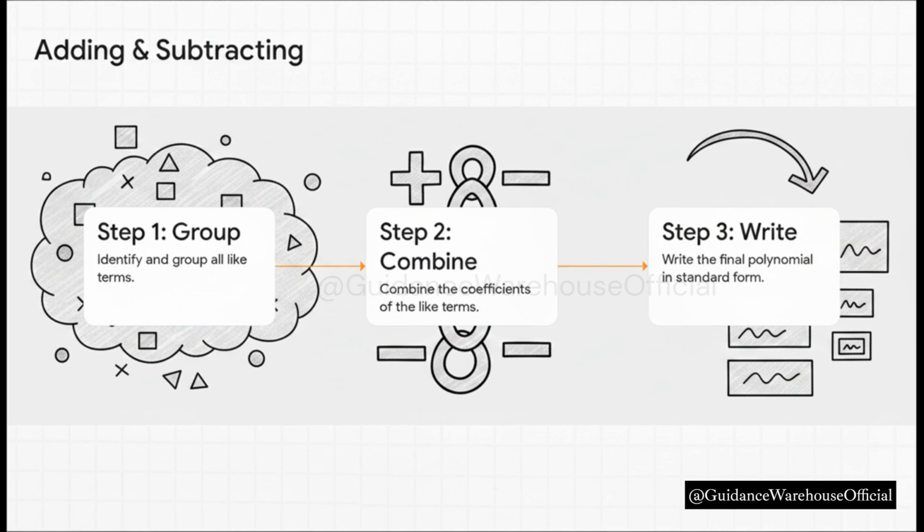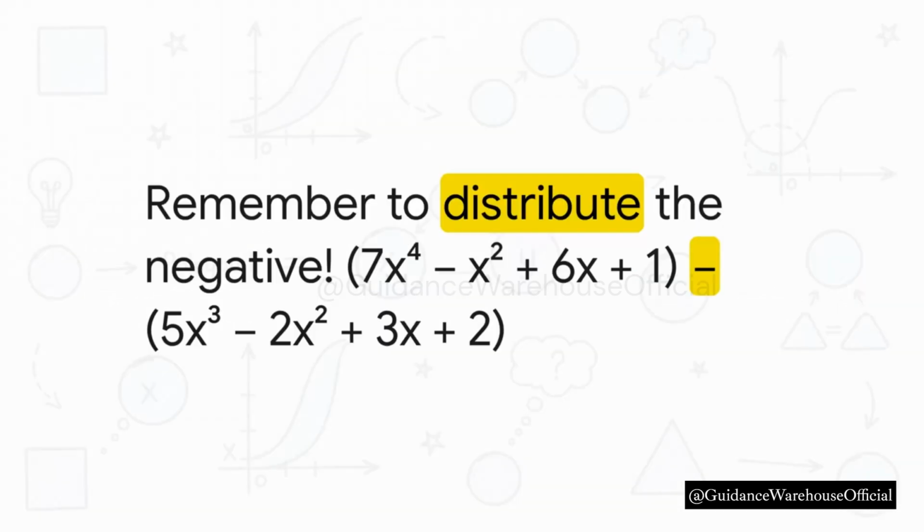And step 3, for good measure, you write the final answer in what we call standard form, which just means you put the term with the highest exponent first and then go down from there. All right, let's try one out.